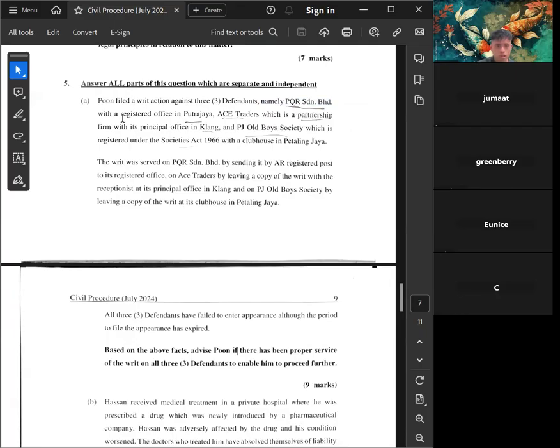So look, flip to Order 62 Rule 4 sub 1, then you will find your answer whether the service is valid. So when looking into Order 62 Rule 4 sub 1, the service of the writ is leaving a copy in the registered office, registered post, or handing a copy to the secretary or any director. So you see, AR registered post. Is that valid?